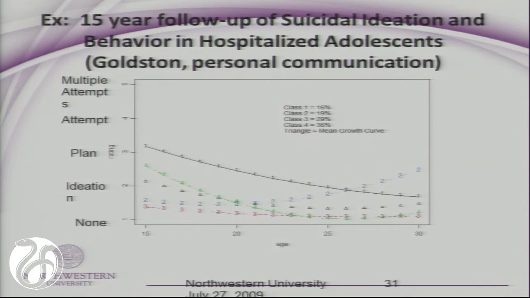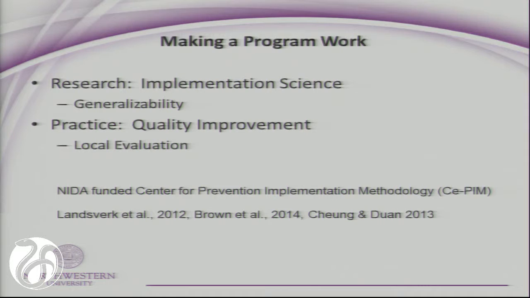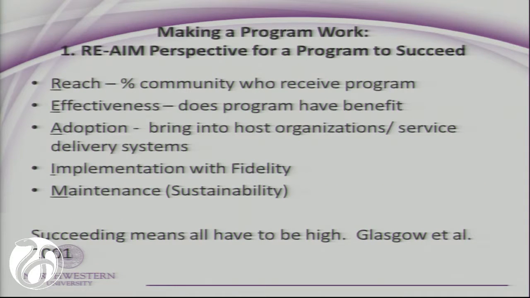I'm going to skip some of these and talk a little bit about making a program work. The two areas in here are implementation science, that is trying to get generalized knowledge of what makes a program work, and also quality improvement, which is local evaluation. The RE-AIM program measures five elements: reach into a community, what's the percent that you get, the effectiveness of the program, how much it can be adopted by new agencies, implemented with fidelity, and maintenance. All of those go into whether you have a successful implementation or not.